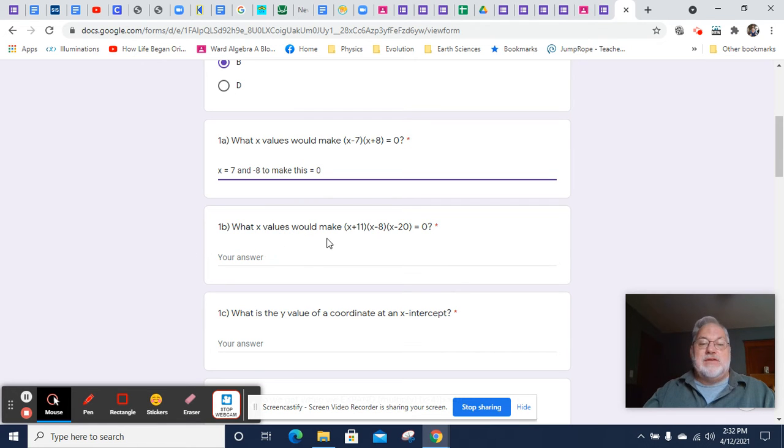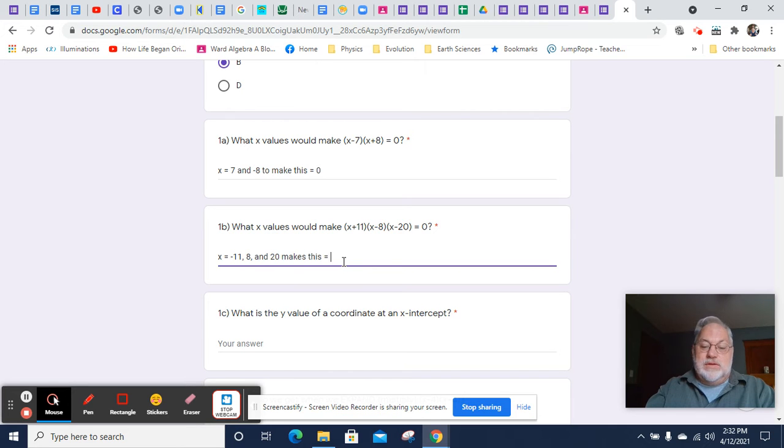Okay, what about the x values for this? Oh my goodness, this is a cubic function. There's 3 linear equations going on here as factors. Well, if x was negative 11, x plus 11 would be 0. If x was 8, x minus 8 would be 0. If x was 20, x minus 20 would be 0. So x can be negative 11, 8, and 20 to make this equal 0.